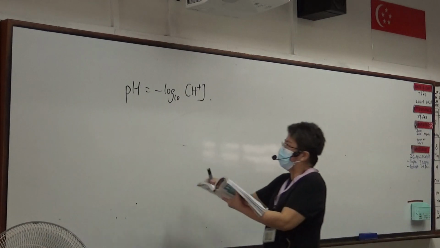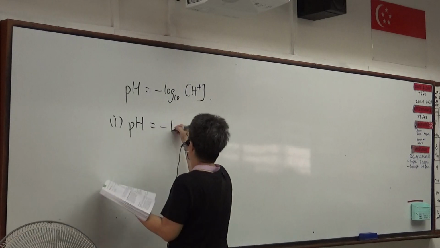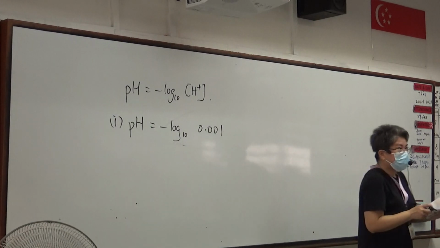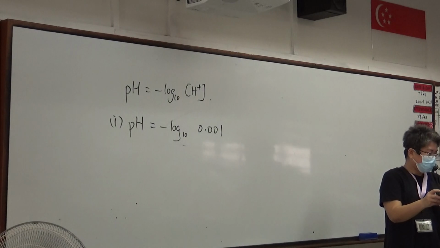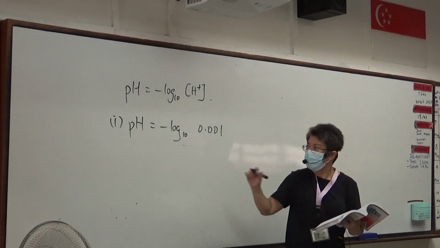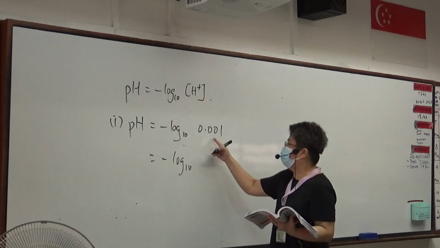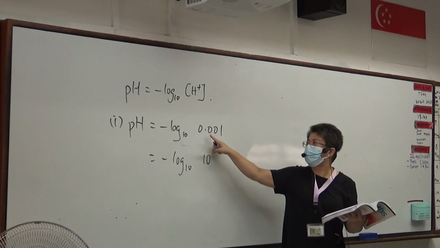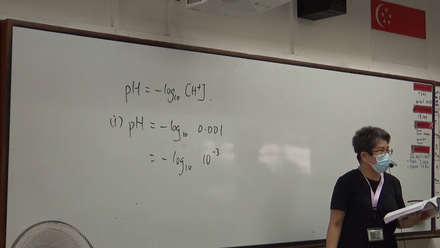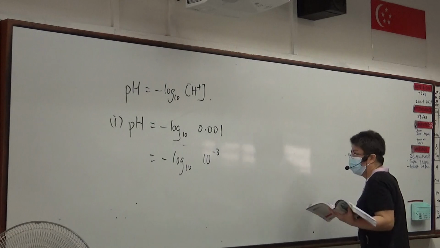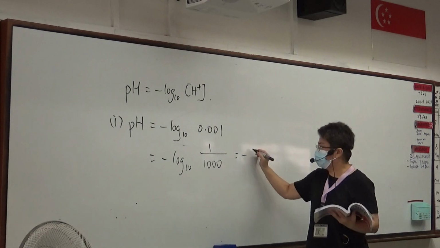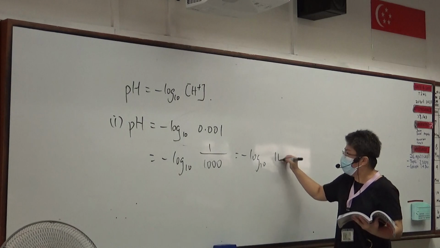That means part 1, you're supposed to find the pH of the tomato juice, which is negative log 10 of 0.001, right? The hydrogen ion concentration is this. Some people don't know how to do this, so they will key in the calculator. It's also okay, but I want you to look at this. Do you agree this is 10 to the power of negative 3? This is 1 over 1000, right? So this is negative log 10 of 10 to the power of negative 3.